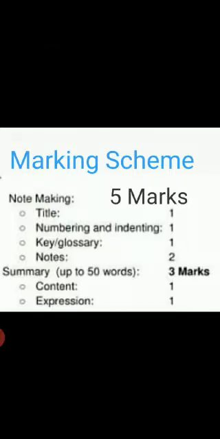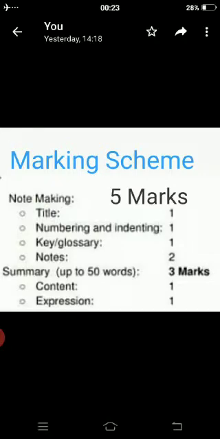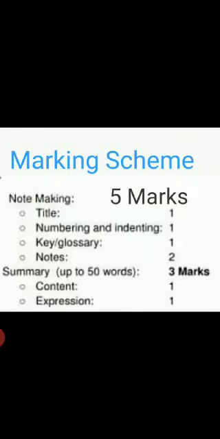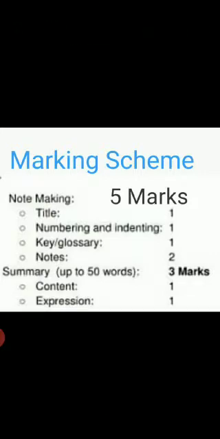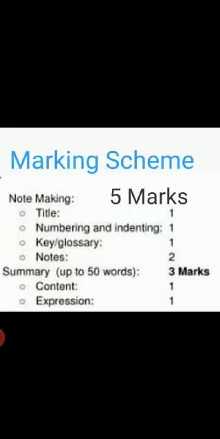Students, in note making the marks distribution is like this. 1 mark is for the title, the next 1 mark is allotted for correct numbering and indenting, and 1 mark is for the key to abbreviation, and for note making there are 2 marks. Students, in the summary, 2 marks are for content and 1 mark is for expression respectively.